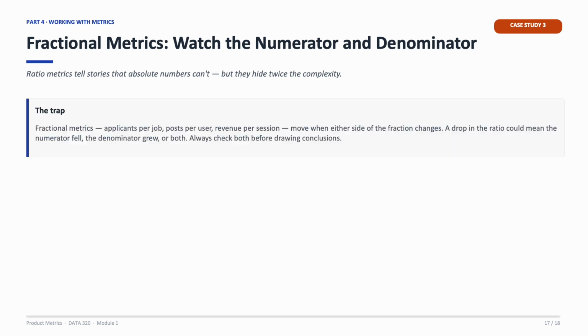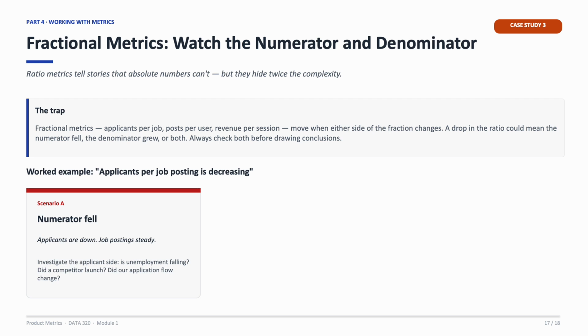Why? Because a ratio metric can move when either side of the fraction changes. A drop in the ratio could mean the numerator fell, the denominator rose, or both. Always check both before drawing conclusions. The example: applicants per job posting is decreasing. Same headline number, 3 different scenarios.